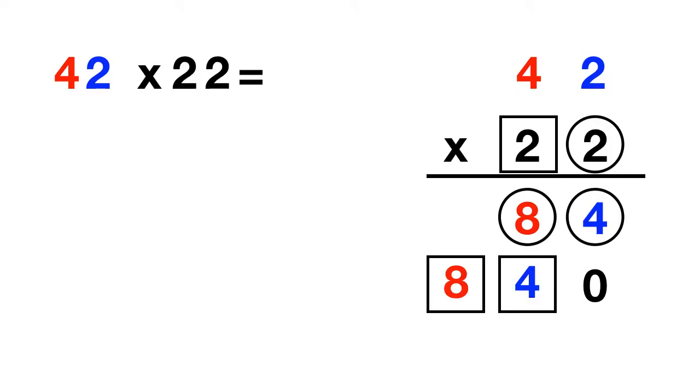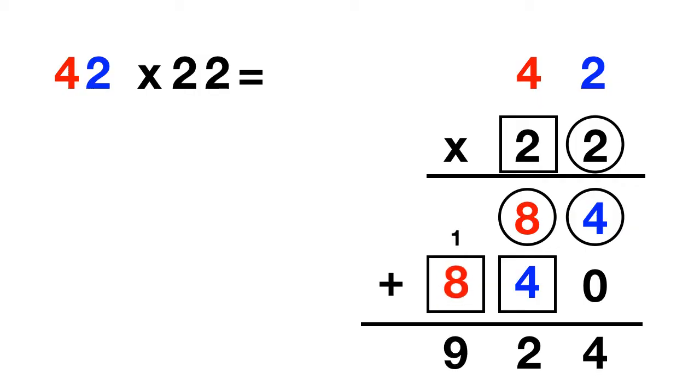Now, what do we need to do with these two numbers? We need to add both of these together. When you add these numbers together, what do you get? Well, 4 plus 0 is 4. 8 plus 4 is 12, which we'll regroup as 12. And then 1 plus 8 is 9. So 42 times 22 equals 924.